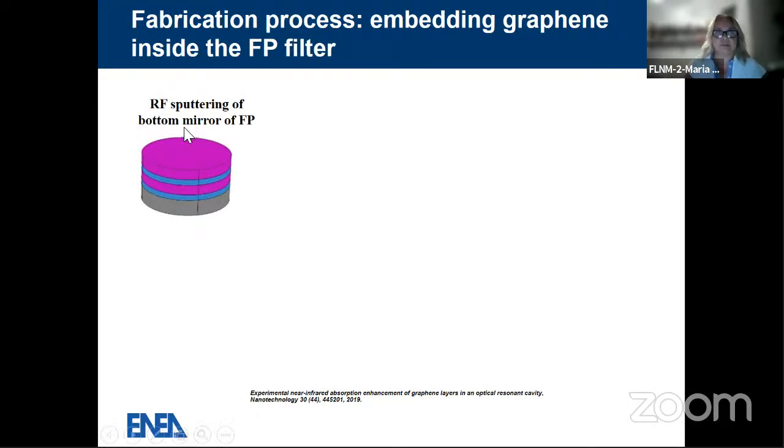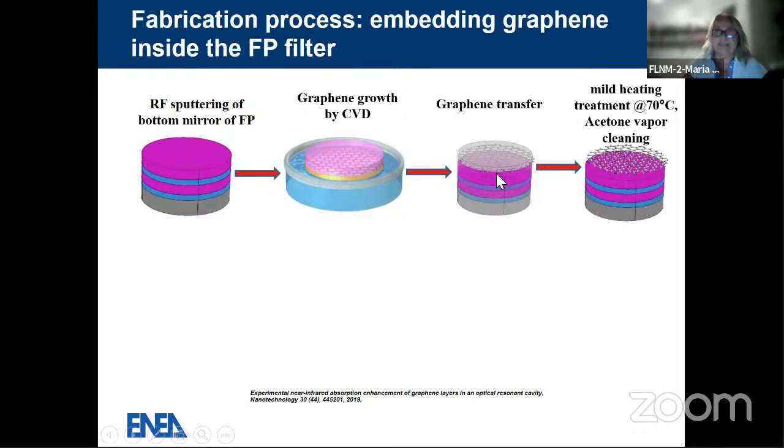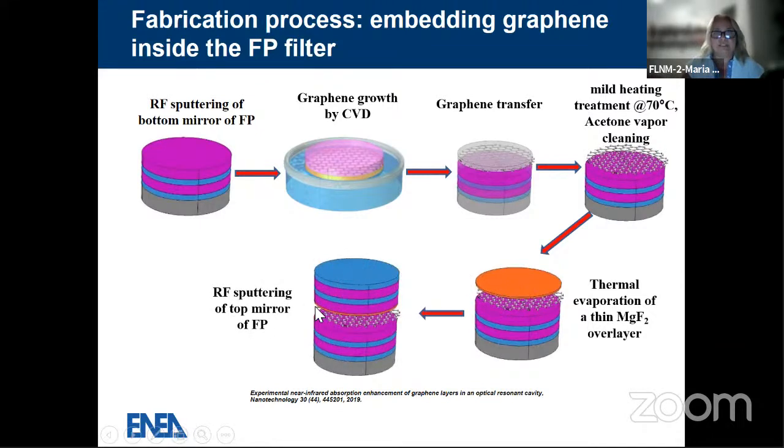First, we have deposited by radio frequency sputtering the bottom mirror of the Fabry-Perot. In a separate chamber, we have grown graphene by CVD. We have transferred graphene on top of the bottom mirror by using cyclododecane. We have done a mild heating treatment, evaporated the thin magnesium fluoride overlayer, and deposited on top of the magnesium fluoride the top mirror of the Fabry-Perot.